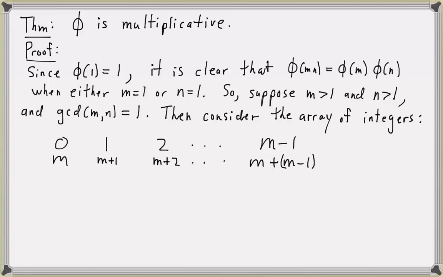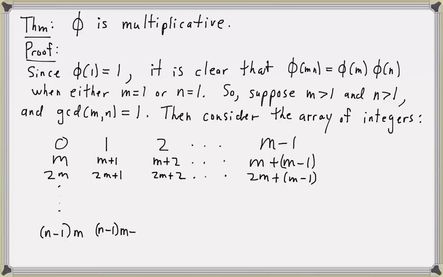And the third row is going to be 2m plus 1, 2m plus 2, all the way up to 2m plus m minus 1. And then I'm going to continue down until the last row will contain n minus 1 times m, n minus 1 times m plus 1, n minus 1 times m plus 2, all the way over to n minus 1 times m plus m minus 1.